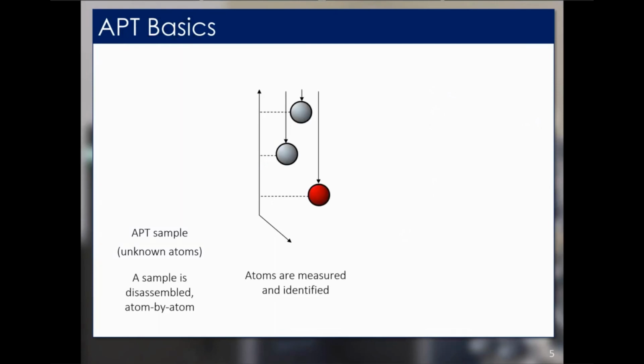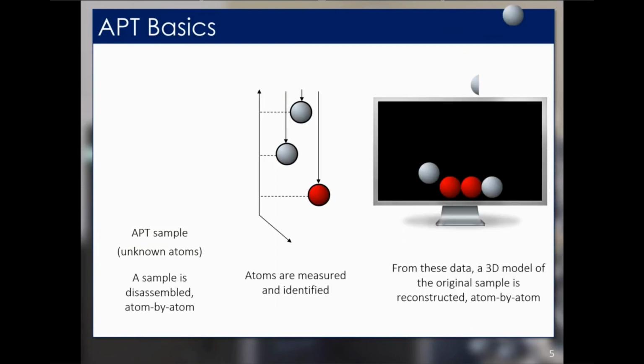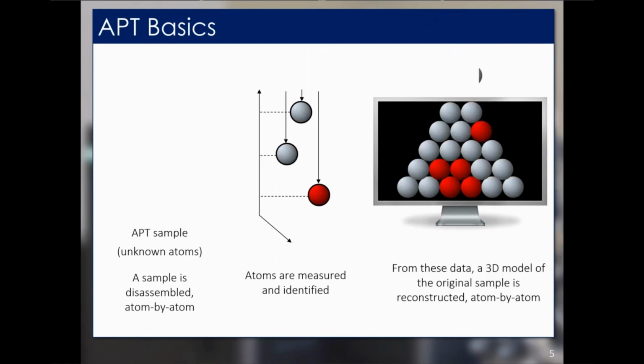And then we can use this information, once we've finished our data acquisition stage, to build an atom by atom reconstruction of that original material that essentially works as an atomic scale 3D model of our original sample. And it's this model that we really use to analyze and solve our material science problems. So how does this whole process actually work?